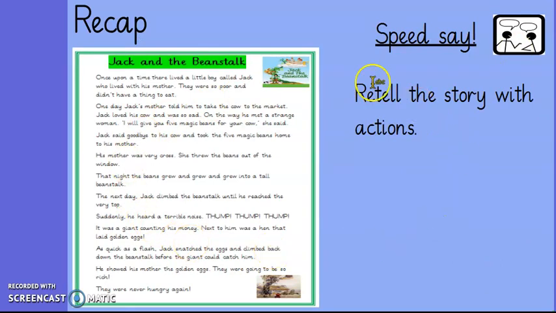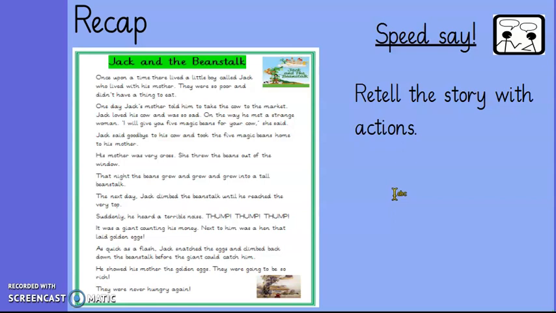What I'd like you to do now, if you have watched the retell video, have a little go at retelling the story by yourself with actions. Okay? So once upon a time, there lived a little boy called Jack who lived with his mother. They were so poor they didn't have a thing to eat. One day, Jack's mother told him to take the cow to the market. Jack loved his cow and was so sad.